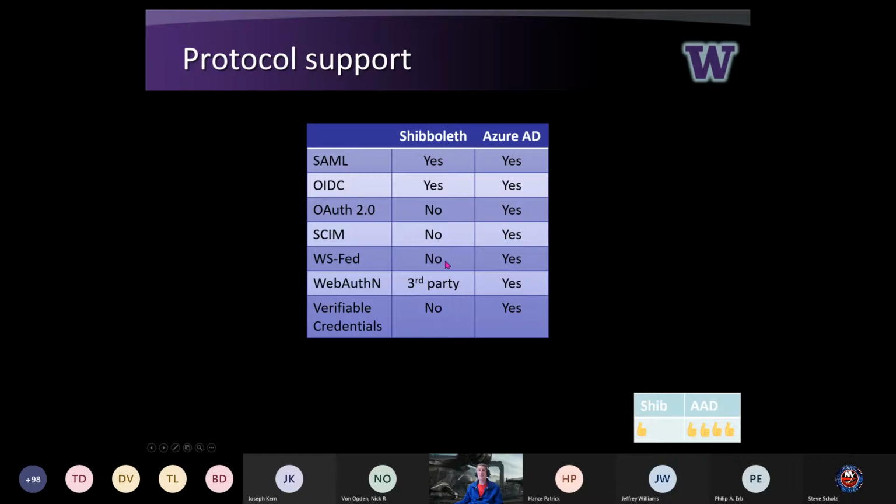WS-Fed Azure AD supports. Shibboleth had a custom module that supported it with much earlier versions, but it's no longer supported. WebAuthn, you can get third-party support on Shib, but Azure AD supports it natively, and of course Azure AD supports verifiable credentials. Presumably Shib might add support for that, but I haven't seen or heard anything about that.